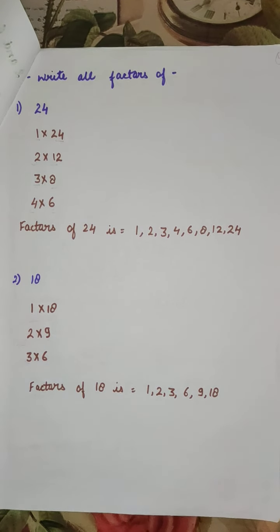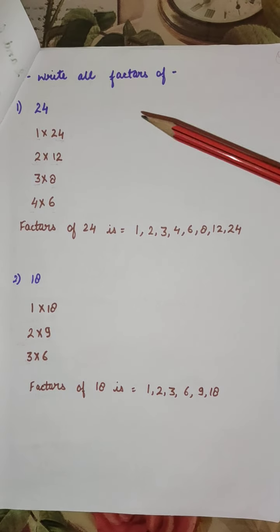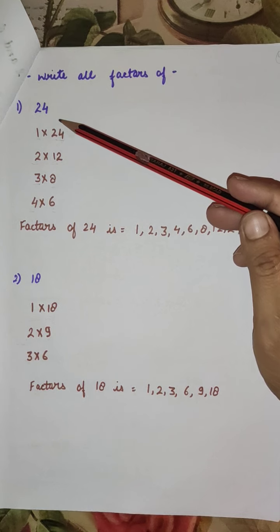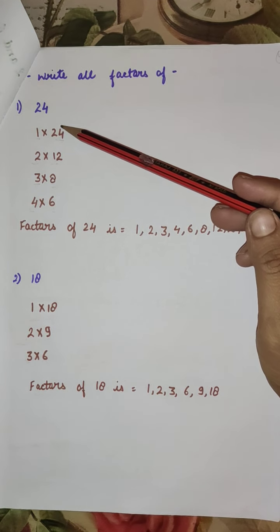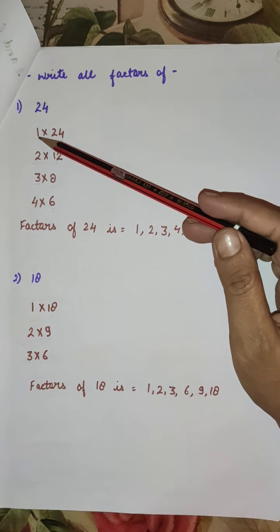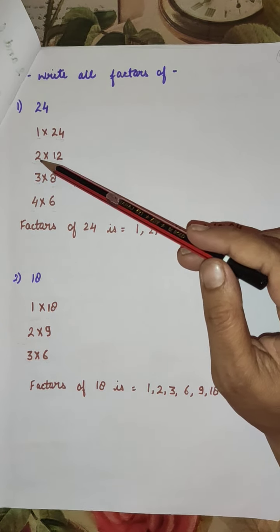Now you have to find out the factors of 24. Suppose here is 24. You have to find out which tables 24 comes in. It comes in the table of 1. 1 multiplied by 24 is 24.